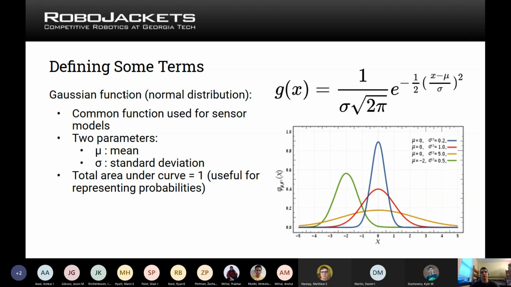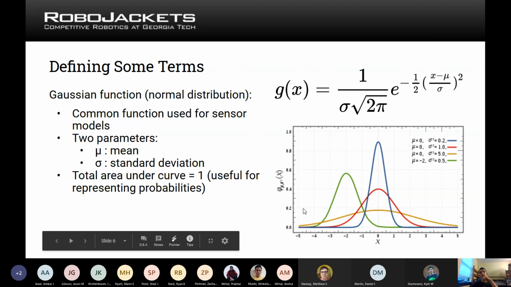function. They're also called normal distributions. This is the formula for a normal distribution, but it essentially just has two parameters. It has a mean and a standard deviation. Everything else, as you can see, is essentially a constant. Gaussian functions look like this.